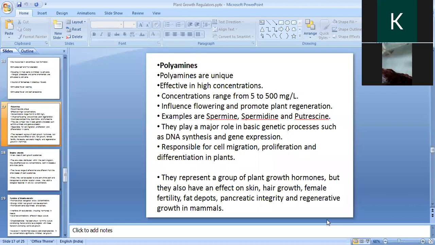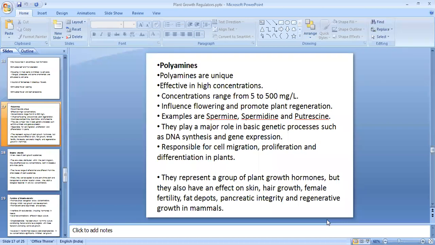These are unique in nature and they are effective in higher concentrations, from 5 to 500 milligrams per liter. They influence flowering and promote plant regeneration. The examples of polyamines are spermine, spermidine, and putrescine. They have a major role in basic genetic processes such as DNA synthesis and gene expression. They are responsible for cell migration, proliferation, and differentiation in plants. They also represent a group of plant growth hormones, and they also have effects on the skin, hair growth, female fertility, fat deposits, pancreatic integrity, and regenerative growth in mammals too. So that is about your polyamines.